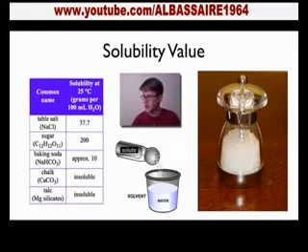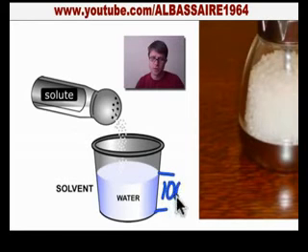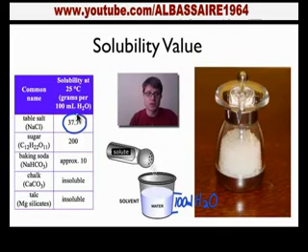And so right here we've got a picture of a solute sitting inside something that looks like a salt shaker. And then we've got solvent. In this case the solvent is going to be exactly 100 milliliters of H2O. And so if you look at this value over here, the solubility value for each of the different solvents is going to be a little bit different. The solubility value for salt is going to be 37.7. That means at room temperature, if you take 100 milliliters of water, you're going to be able to dissolve about 37.7 grams of table salt.